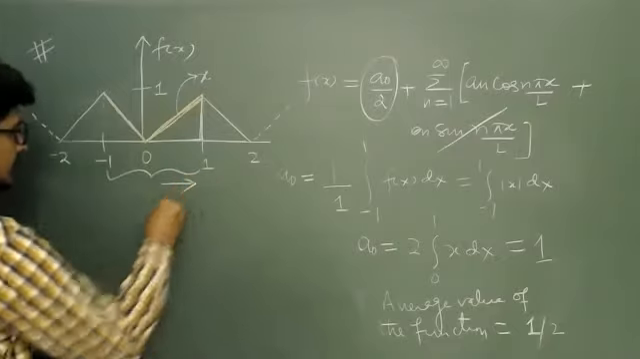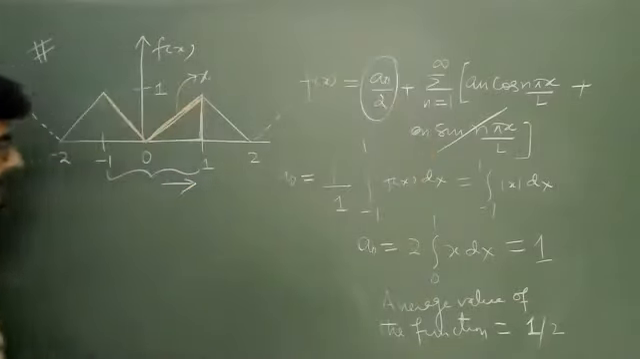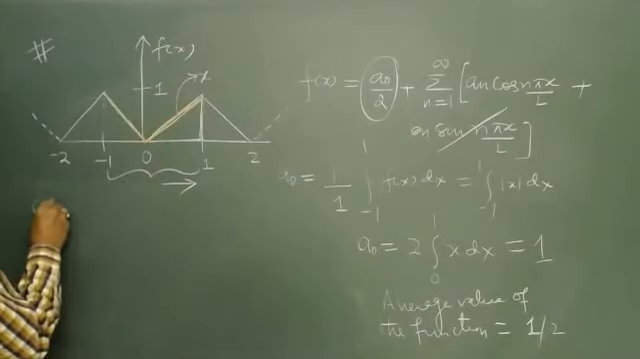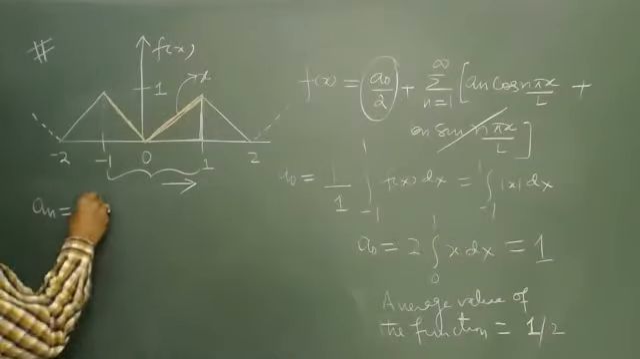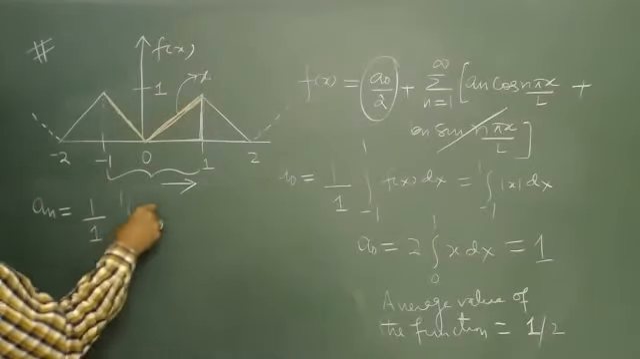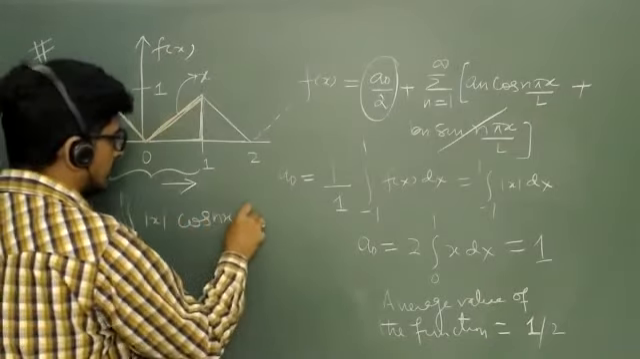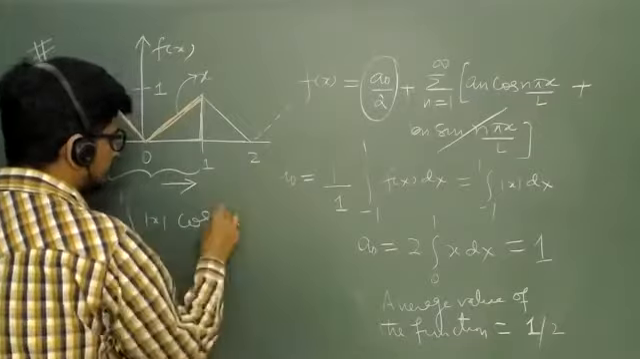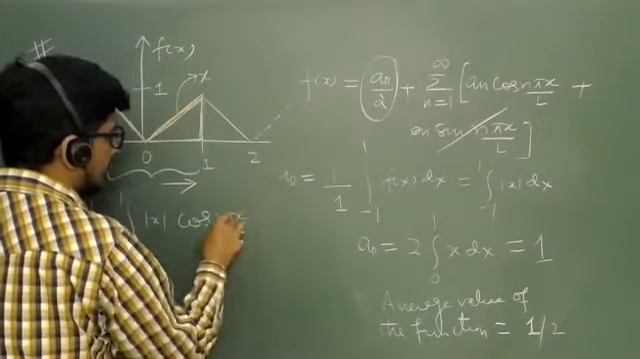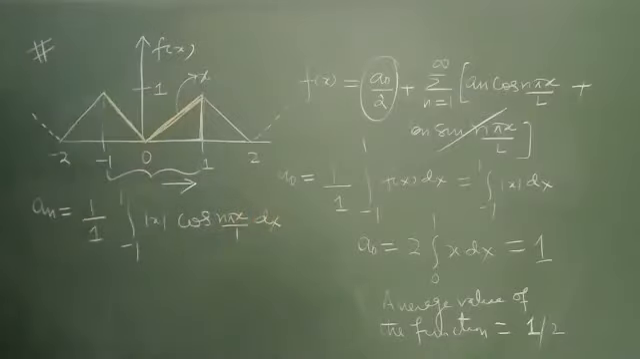You also do the integration along with me in this style, your integration will slowly get better. OK, so the value of an will be 1 by L integral from minus L to L of f(x) cos of n pi x by L dx, right? This is the value of an.